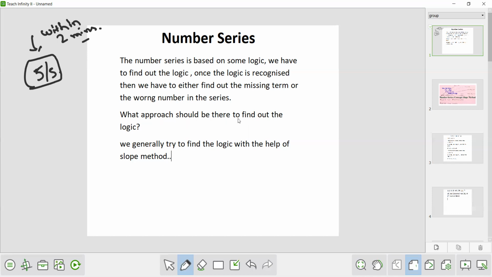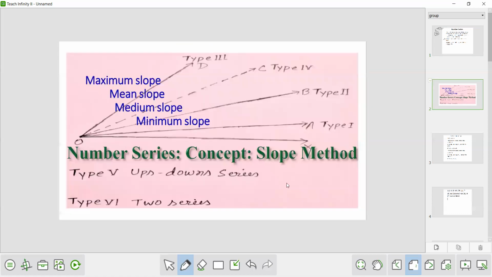Now, what approach should there be to find out the logic in the series? We generally try to find the logic with the help of the slope method. What is the slope method? Now I will explain to you one by one about the slope method.